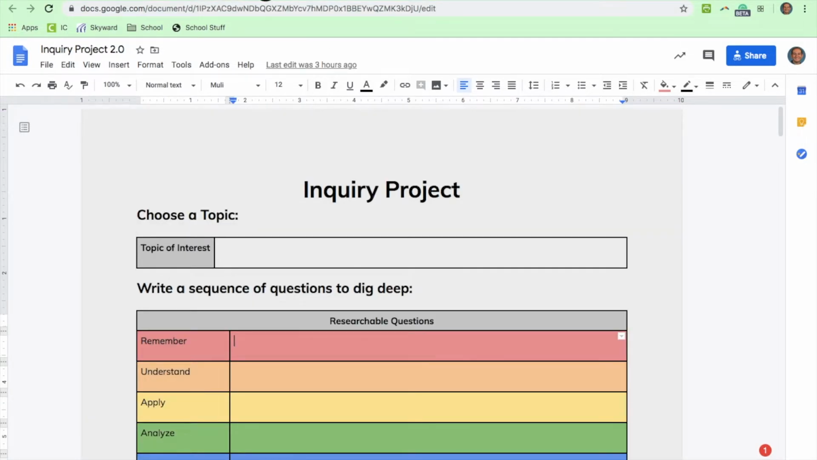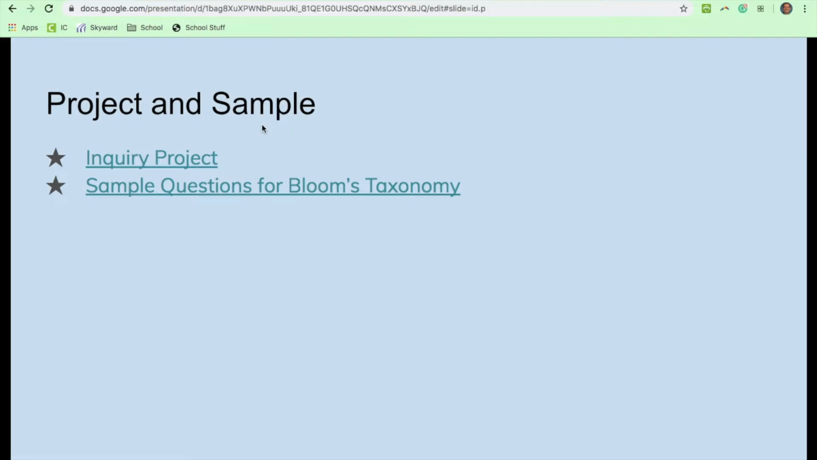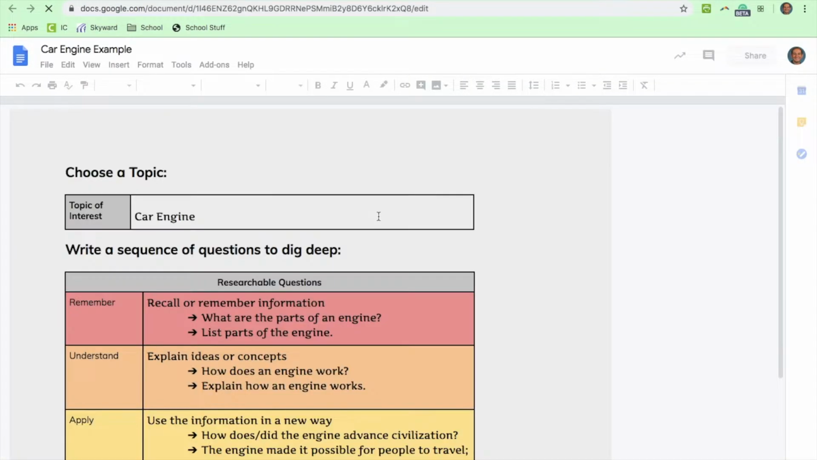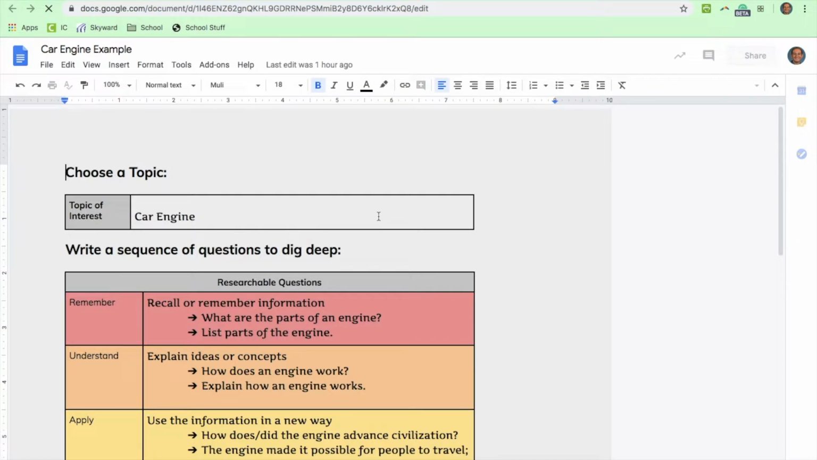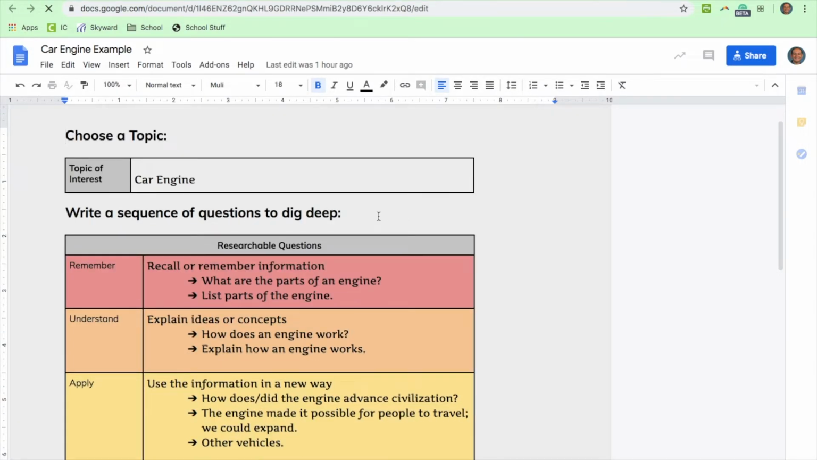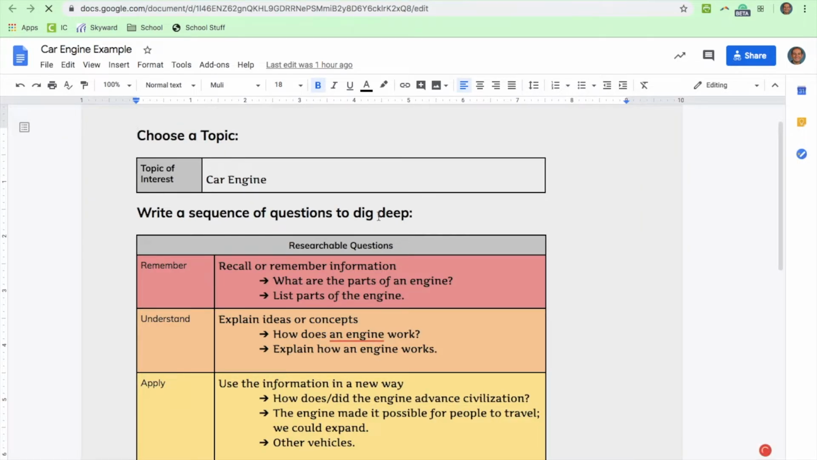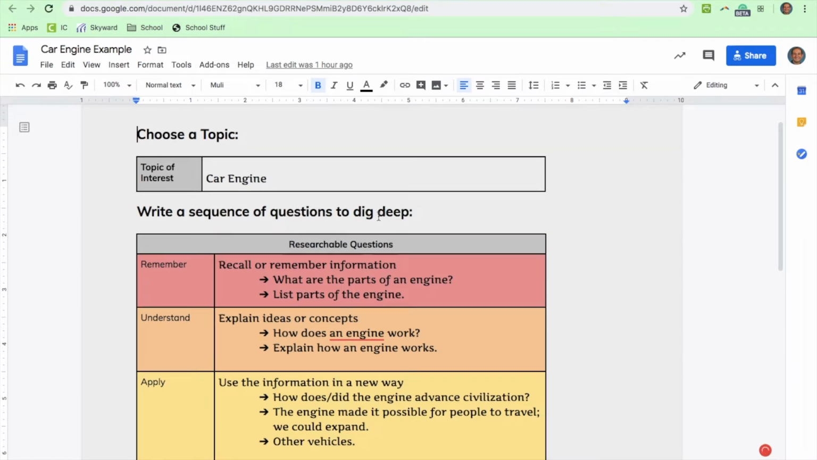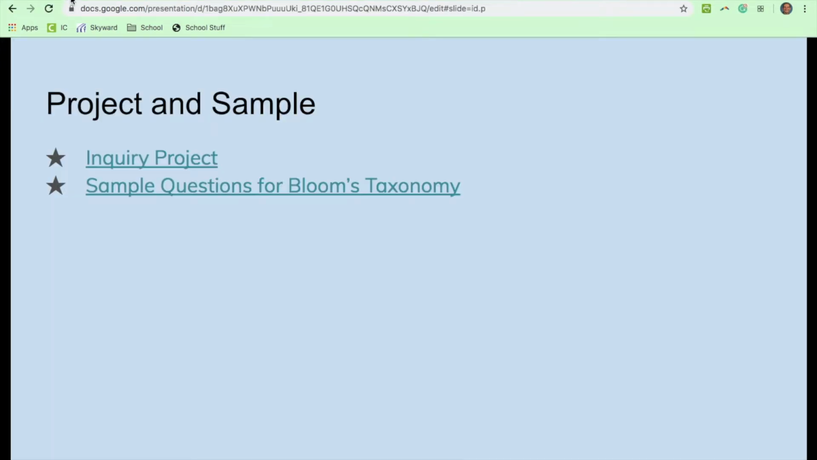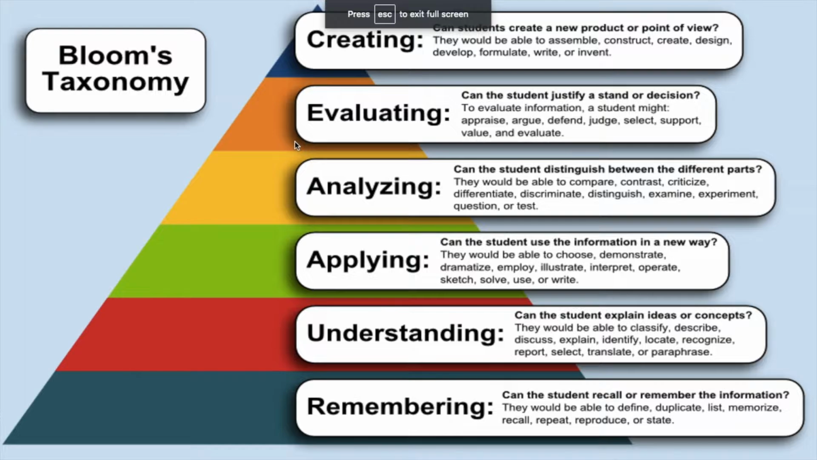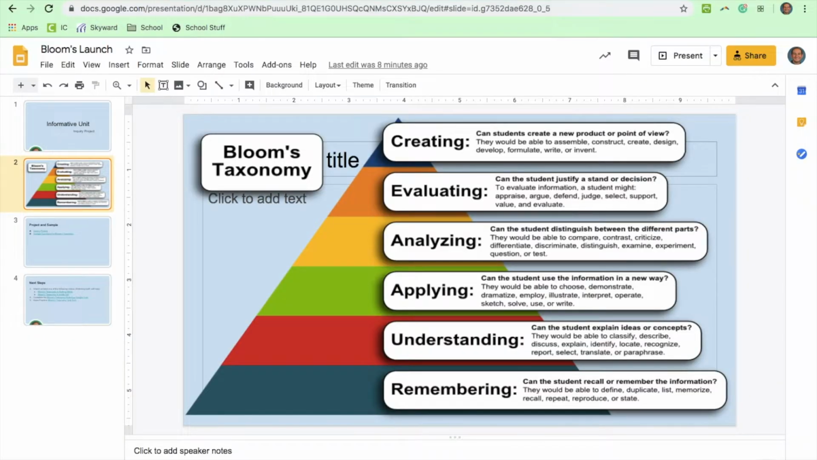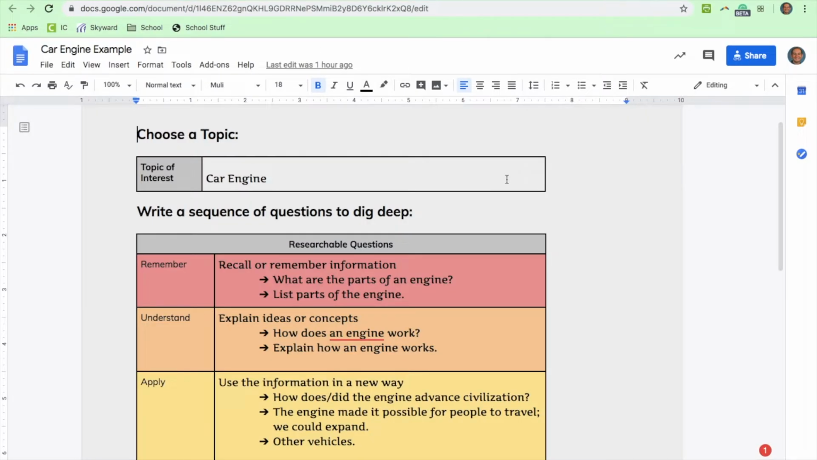And what I want to do now is show you sample questions to clarify the tiers of Bloom's taxonomy. And this will look identical to the document I just showed you. And that's one of the main reasons I wanted to show you the project first, just because this follows the same format. So this is going to help you understand the Bloom's taxonomy pyramid. And this is what you will be doing. So again, first thing is pick a topic of interest. So for this, I picked a car engine.